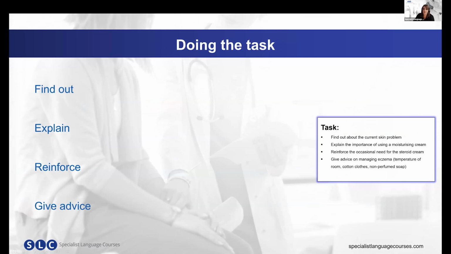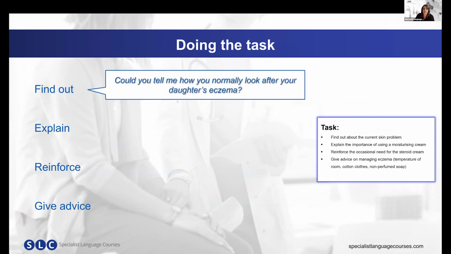So when you're preparing for OET, it's a good idea to have some phrases and then practice using them in different contexts and different settings. So for find out, we could ask, could you tell me how you normally look after your daughter's eczema? So this is quite a specific question. And you may need to start with, could you tell me about your daughter's skin condition at the moment? So we start with a more general question and then ask more specific questions to find out more information.